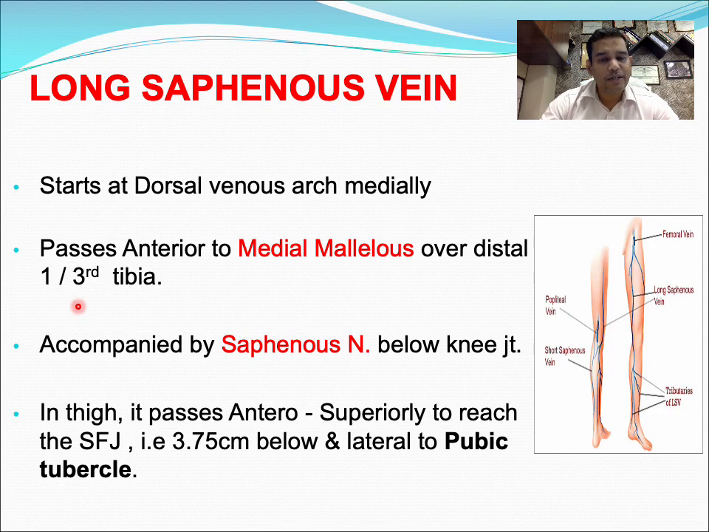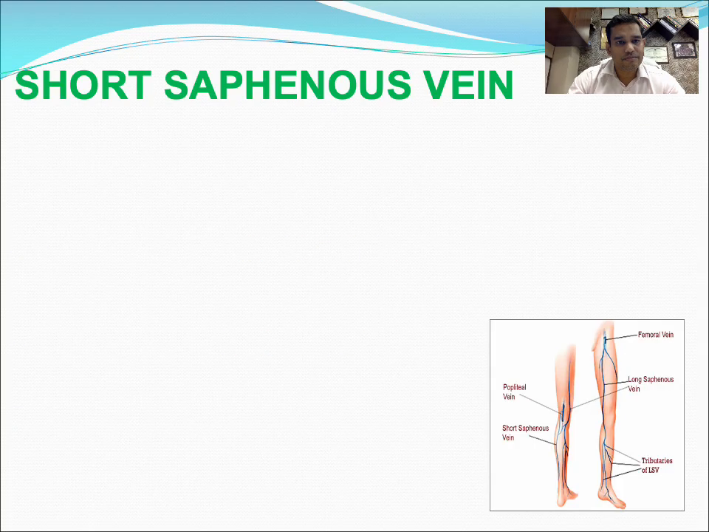In the thigh, it passes anterior superiorly to reach the SF junction and opens into the femoral vein, approximately 3.5 centimeters below and lateral to the pubic tubercle. So somewhere here is the pubic tubercle. It is 3.75 centimeters lateral to the pubic tubercle. It opens and forms the SF junction.